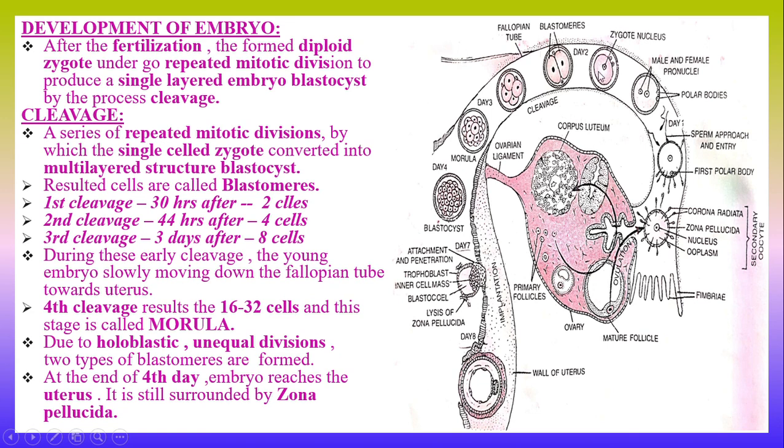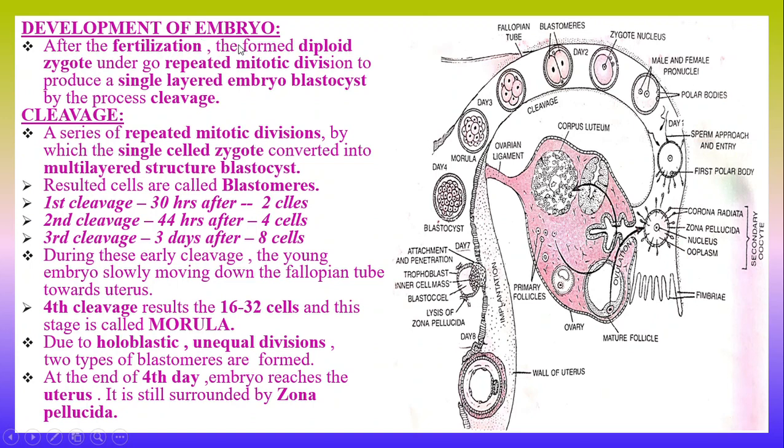Listen carefully. Zygote is a single cell. That single celled zygote undergoes repeated mitotic division to produce the multicellular embryonic body. By the union of the sperm and ovum, the single cell, that means the unicellular diploid zygote, is formed. That unicellular diploid zygote undergoes repeated mitotic division to produce the multicellular embryonic stage. That process is called cleavage.